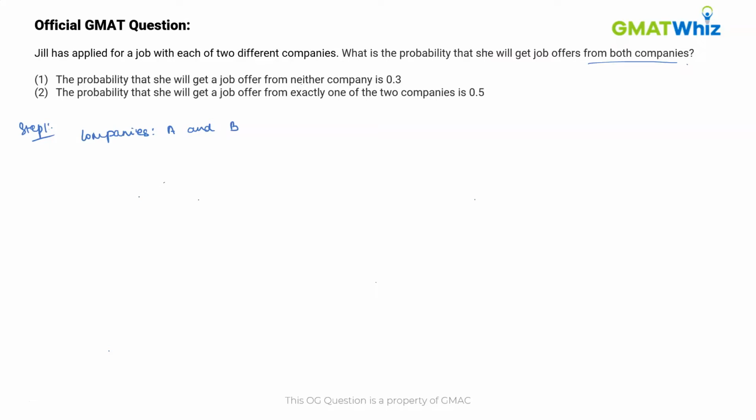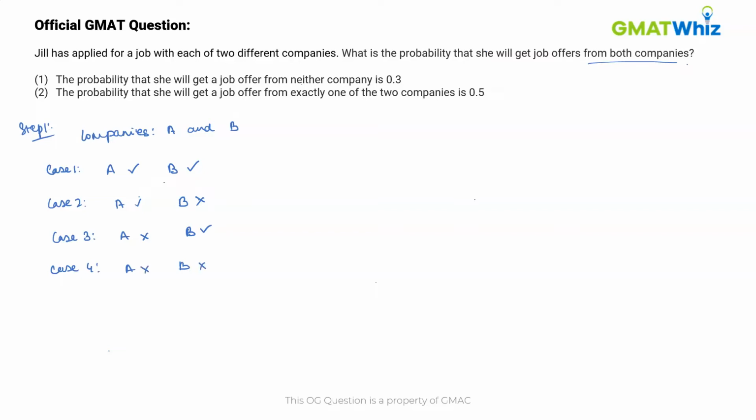Now, before moving on to step 2 and analyzing the statements, let's understand what the possible cases are. Case 1 is when she gets a job offer from A and a job offer from B. Case 2 is when she gets a job offer from A but not from B. Similarly, case 3 is when she does not get a job offer from A but gets an offer from B. And the last case possible here is that she does not get a job offer from either of the two companies.